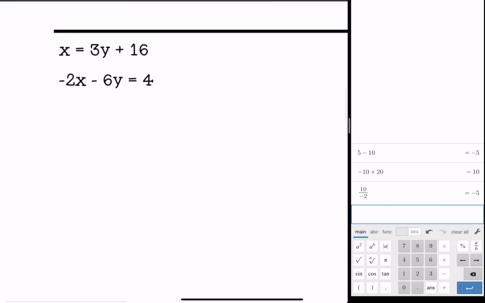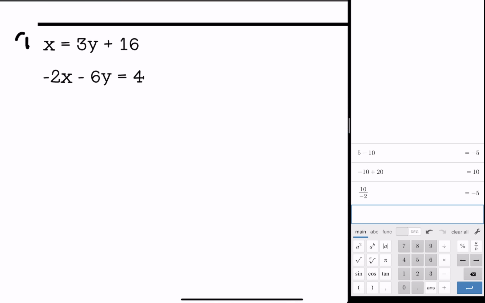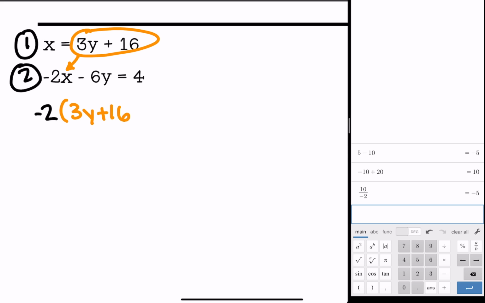All right, so let's look at the next one. So we got our first and second equation. Our first equation has x equals stuff. So that means we're going to replace x in the other equation with this stuff. So we have negative 2 parentheses the stuff, which was 3 plus y, equals 3y plus 16. And then bring everything else.